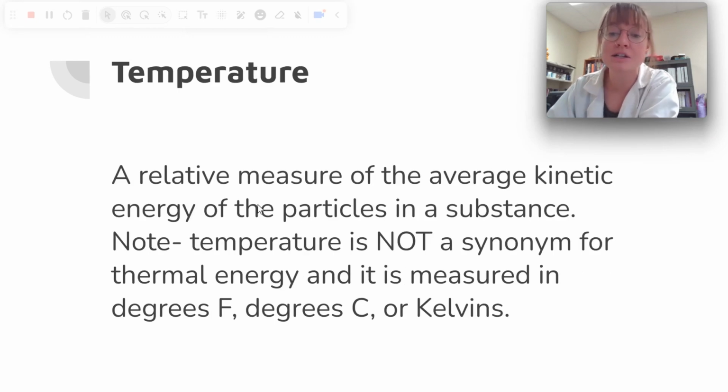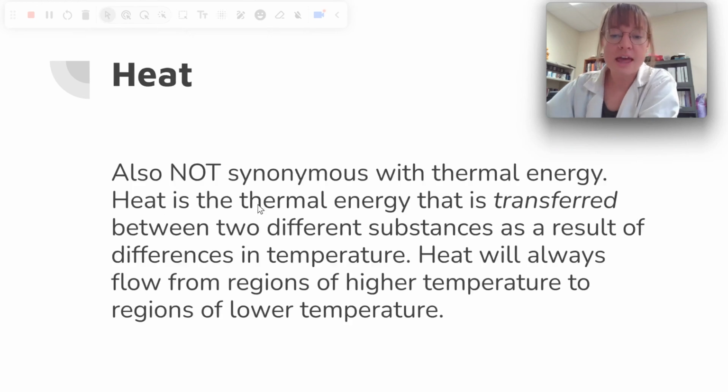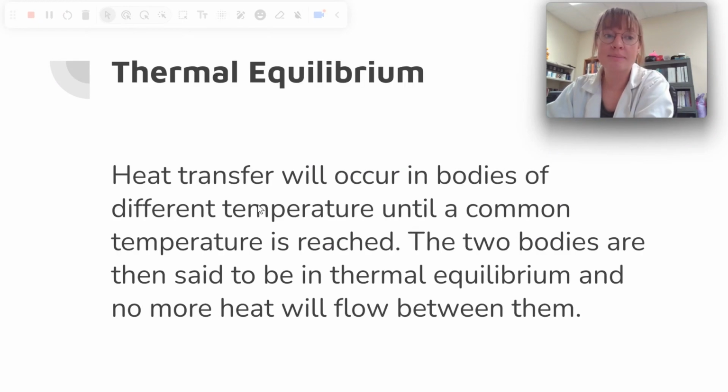Temperature is a measure of the average kinetic energy of the particles, not of the total kinetic energy of the particles. That would be thermal energy. Temperature measures the average. We talked about how there are 3 different units for temperature: degrees Fahrenheit, degrees Celsius, and Kelvin. Then we also talked about how to convert between them. Heat is that energy that gets transferred between one substance and another, and that transfer will happen until 2 objects reach a state that we call thermal equilibrium at the same temperature.